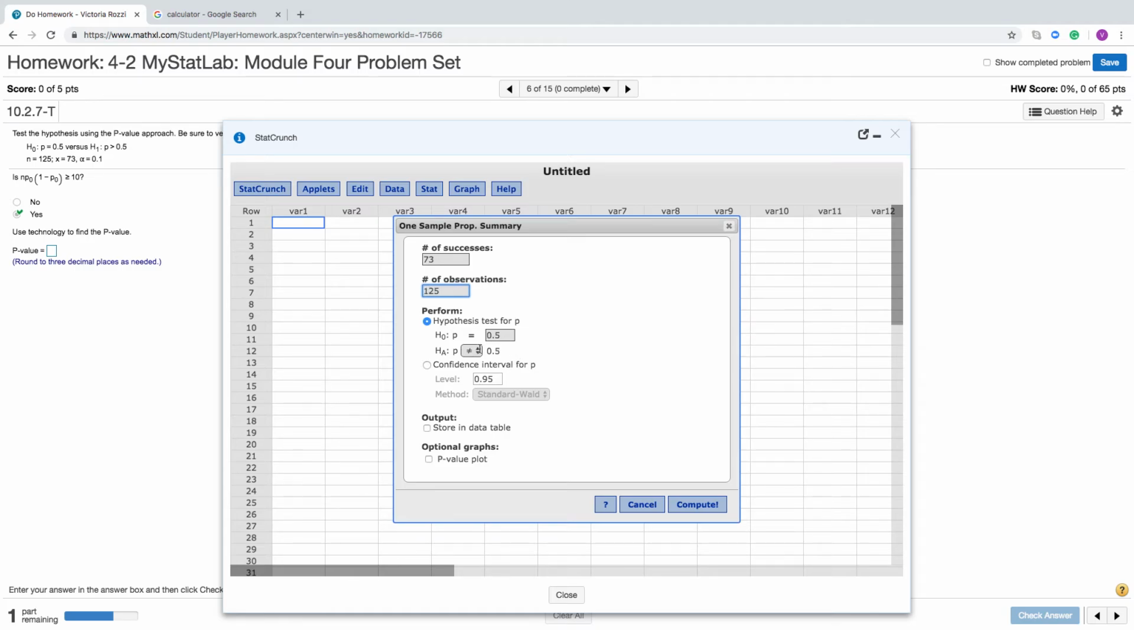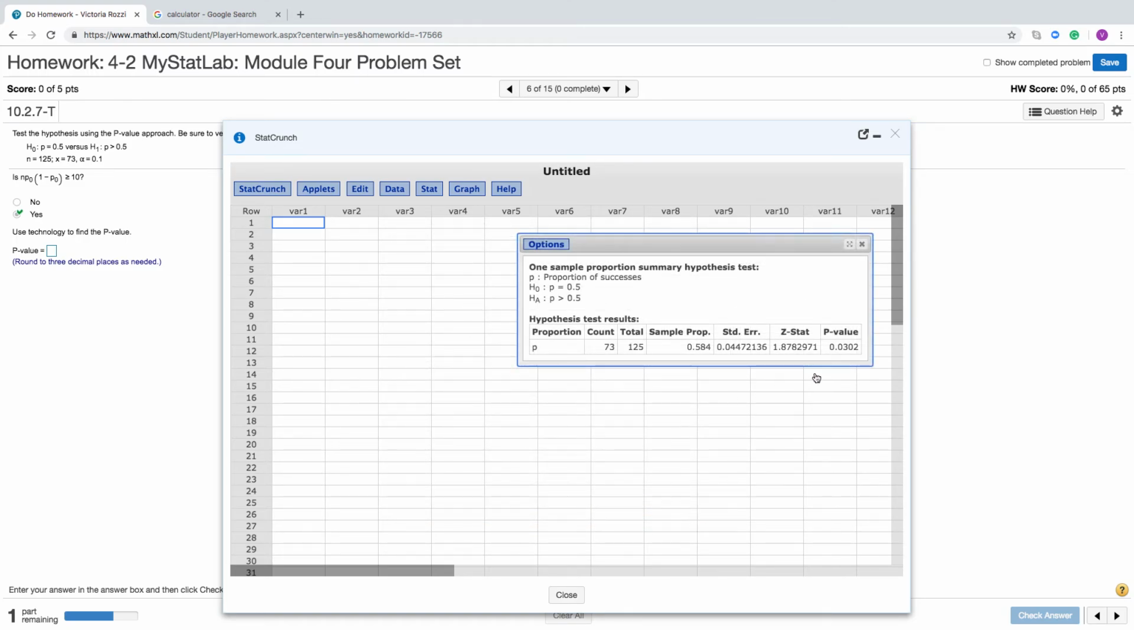Notice that they already had 0.5 written in. We just have to check that this is correct, and this is supposed to be a greater than in my problem. It might be different for yours. Click compute. It looks like my p-value is going to be 0.0302. They want me to round to 3 decimal places. 0 is in that third decimal place, and there's a 2 next to it, so I'll keep it the same. So 0.030. You do have to put that 0 in there if it's rounding to 3 decimal places, otherwise it will mark it wrong.